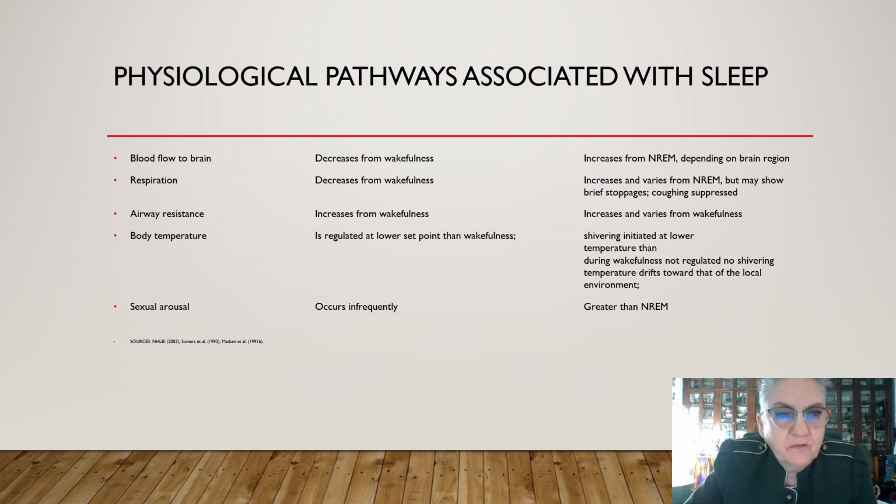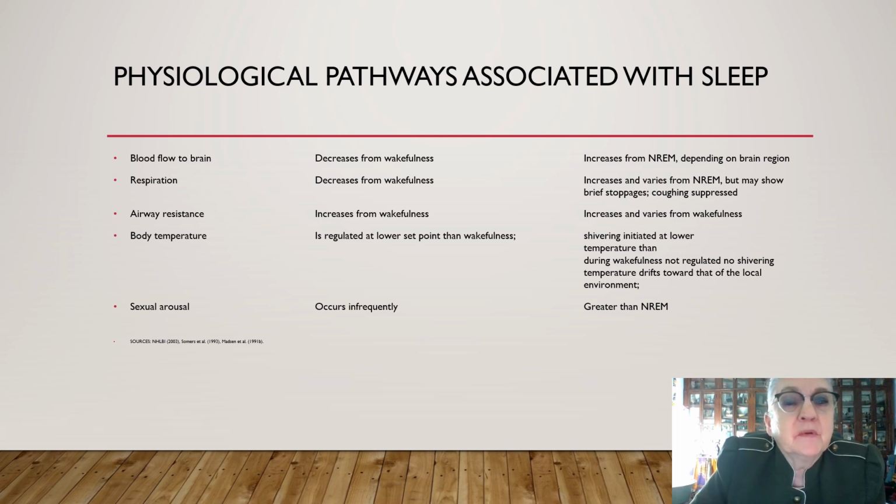Okay, let's look at blood flow to the brain. In non-REM, it decreases from wakefulness, but in REM, it increases from non-REM, depending on the brain region and by how much. Respiration decreases from wakefulness in non-REM, but increases and varies from non-REM in REM, where there are brief stoppages, and cough is suppressed. Airway resistance: in non-REM, it increases from wakefulness, but in REM it increases and varies from wakefulness.